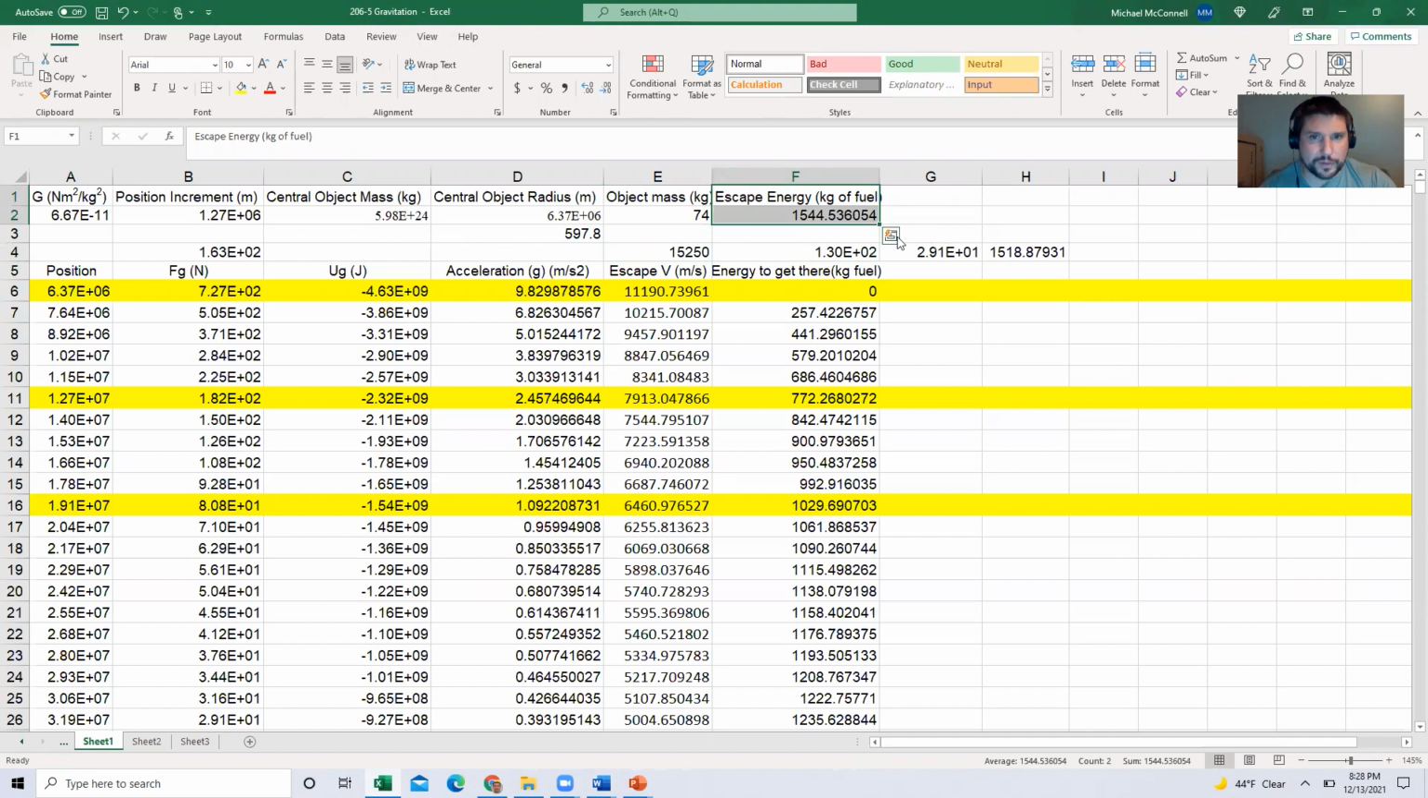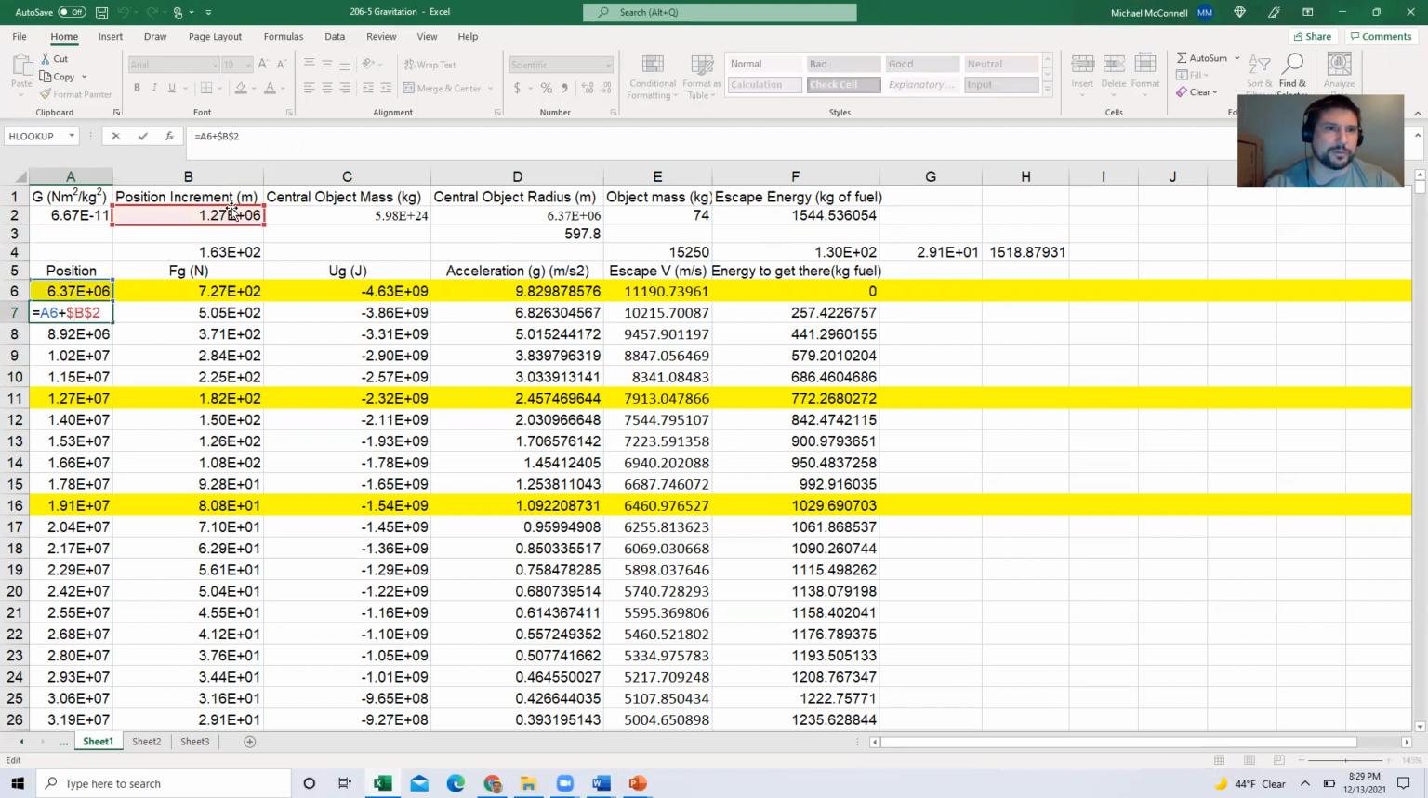To calculate the escape velocity, that's just the escape velocity from the location on the surface of the Earth. This is the surface right here, and then one full radius above the Earth is going to be right here. You can see that it counts by the increment, which is 1/5 of the radius. This position increment is 1/5 the central object radius. It's just d2 divided by 5.